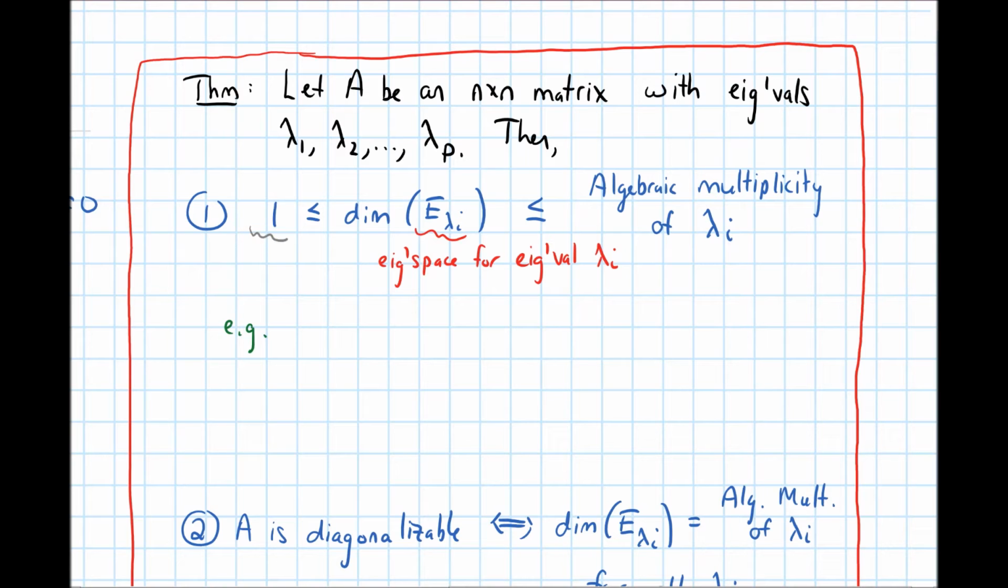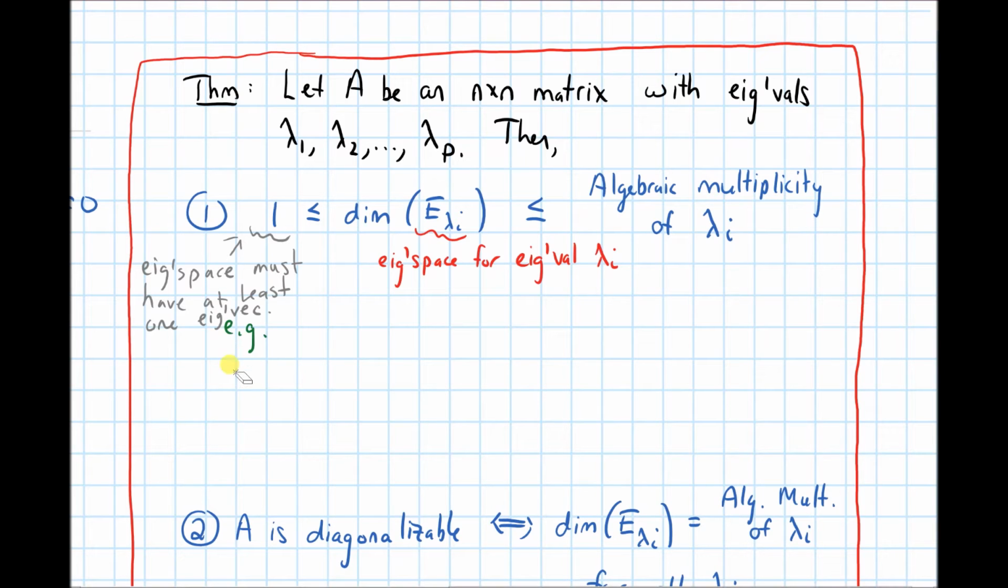And the reason for that is our eigenspace must have at least one eigenvector in it. In other words, the eigenspace has to be at least one-dimensional. And that's got to be the case because for lambda i to be an eigenvalue in the first place, there had to be a non-zero eigenvector that went with it. So that's why the dimension is going to be at least 1.